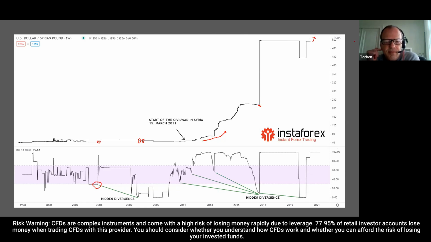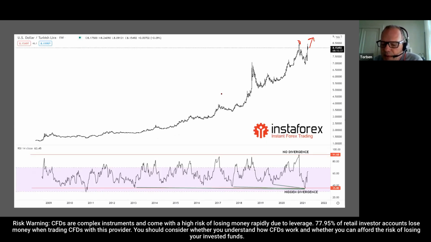So I wouldn't recommend anybody trying to sell Syrian pound or anything like that. But it is just to show the power of hidden divergence when they happen, and you don't have any divergence, what can happen in the following. So this is a warning for people maybe considering going into the Turkish lira. It's a very dangerous move to do, and it can be rewarding, yes, but the risk is very big for this to just explode when we break up here.